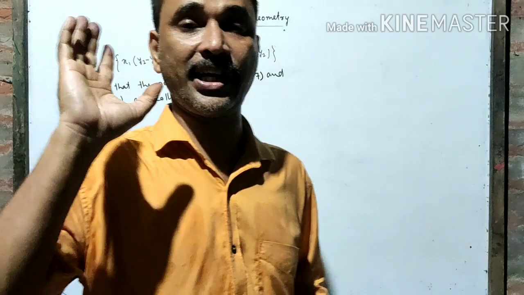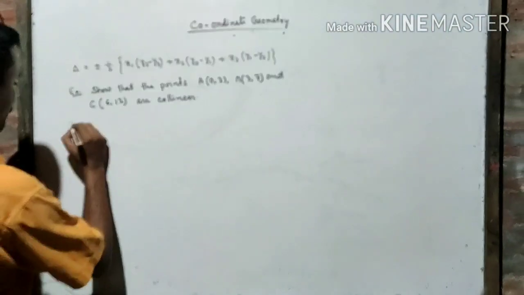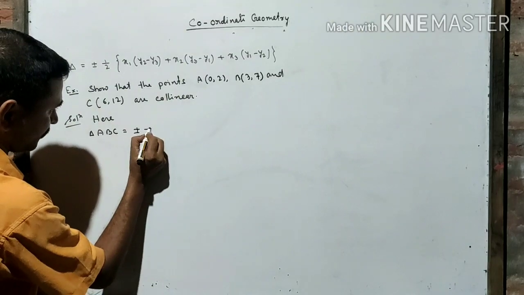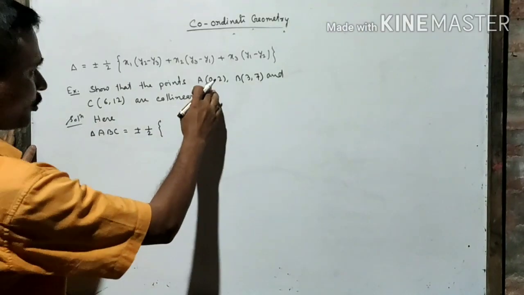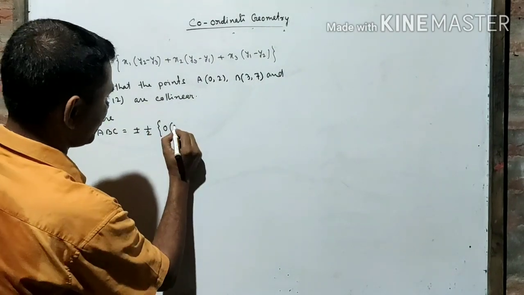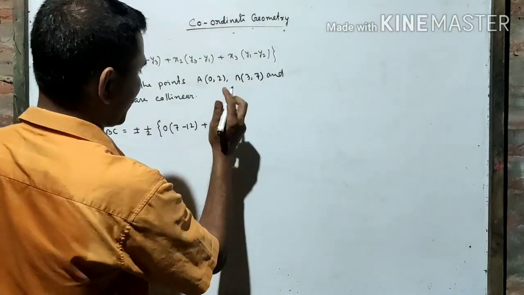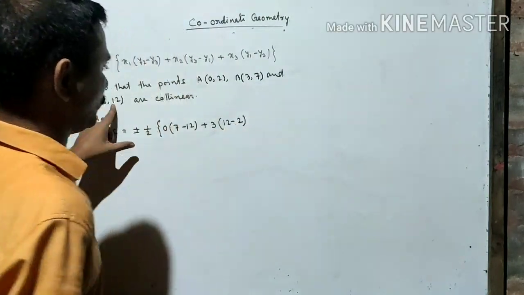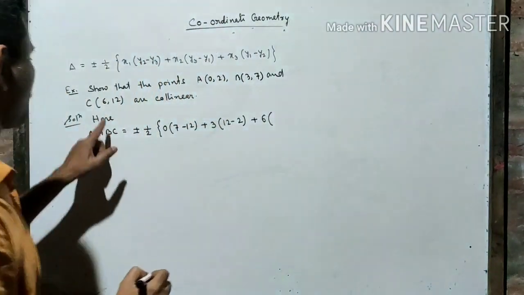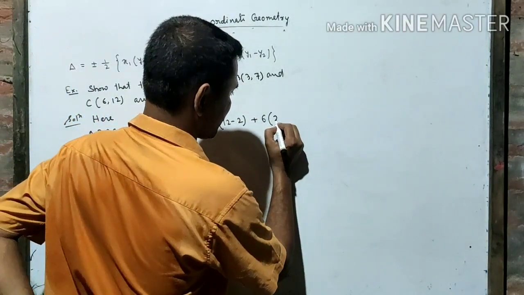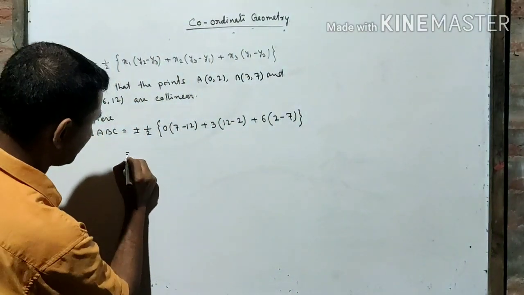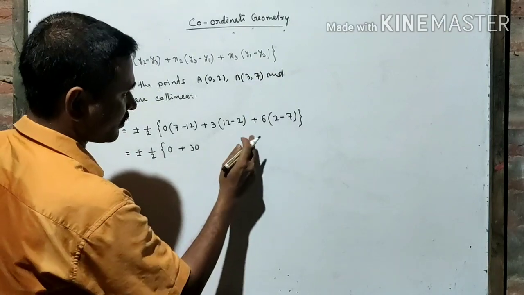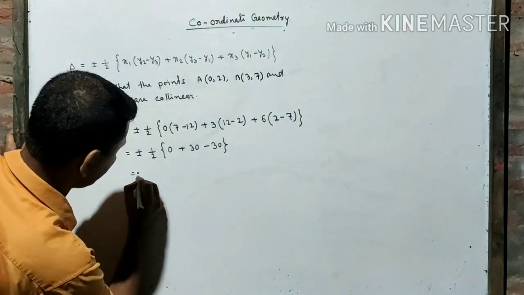That means we have to show that the area of the triangle ABC is 0. Solution. Here, area ABC is equal to plus minus half. So what is x1? x1 is 0 into y2 minus y3, 7 minus 12, plus x2. What is x2? 3 into y3, 12, minus y1, 2, plus x3. What is x3? 6 into y1 minus y2, 2 minus 7. This is equal to plus minus half, 0. So 30 minus 30. So this is equal to 0.